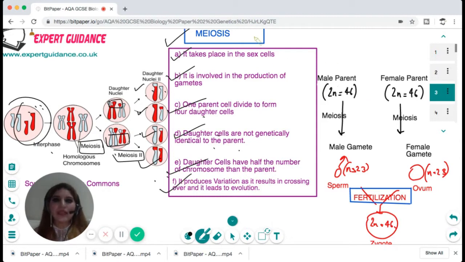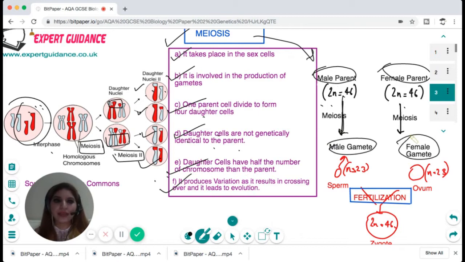Now, how can we relate it to an actual formation of offspring? When we talk about the male parent and a female parent, they both have 23 pairs of chromosomes, 46 chromosomes. The meiosis happens and it forms male gametes and female gametes. With the male gametes, it forms sperms, and with the female gametes, it forms ovum. Both sperm and ovum fuse by fertilization and produce a zygote.